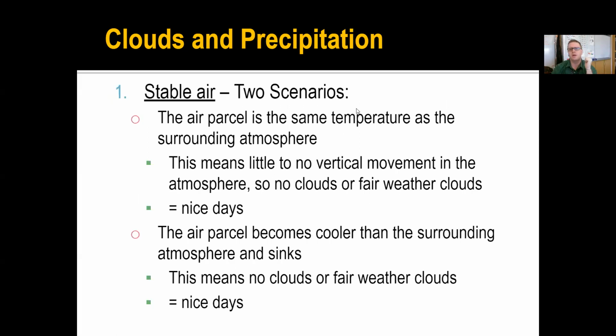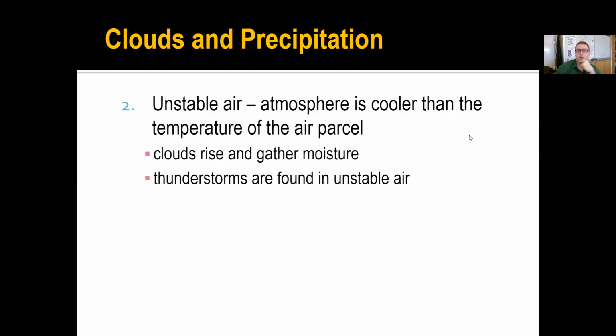So first scenario, stable air. The air parcel is the same temperature as the surroundings. We have no vertical movement in our atmosphere, no clouds, very fair weather, very nice days. The air parcel in the second scenario is cooler than the surrounding atmosphere and it sinks. That means, again, no clouds, fair weather, very nice days. Sinking air that's cold is not going to give us precipitation, nor is no vertical movement. So if we're talking no movement vertically or sinking air, we get stable, nice weather.